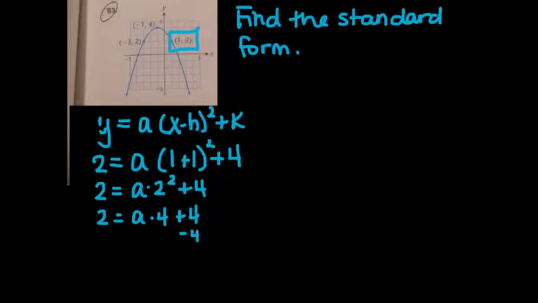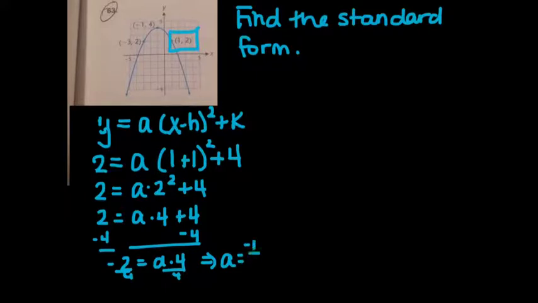I'll minus this 4 from both sides to get negative 2 equals a times 4. When I divide both sides by 4, I find that a is negative 1/2. Knowing that allows me to plug that value of negative 1/2 into vertex form.